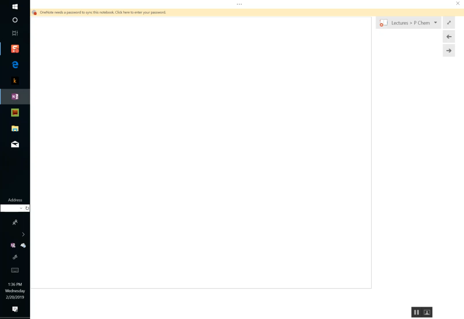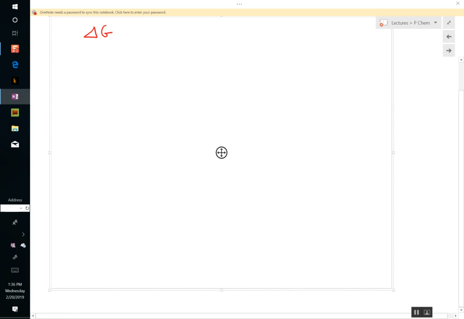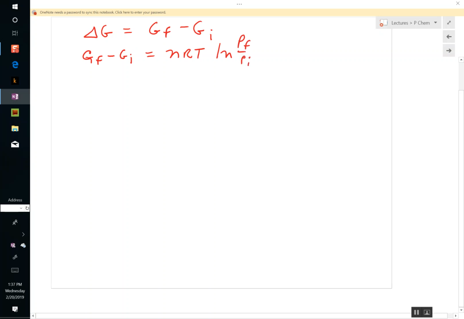So let's just go through a few things here, and these are in the book basically. Delta G we could basically talk about as our G final minus our G initial. So delta G is equal to nRT times the log of the final pressure over the initial pressure. Basically the final Gibbs free energy minus the initial is equal to this nRT times the log of P_F over P_I.